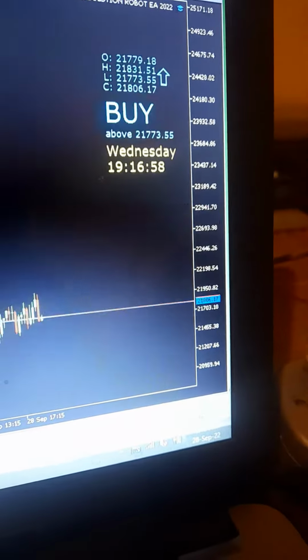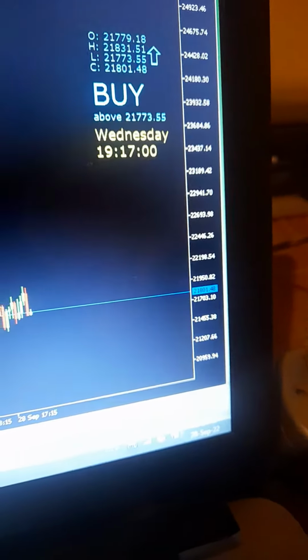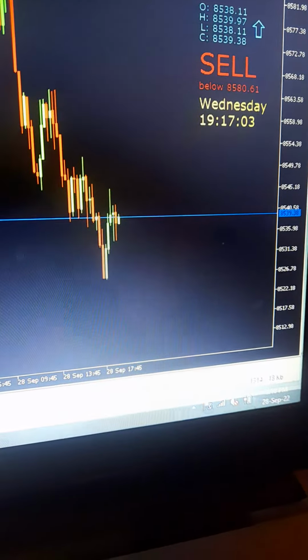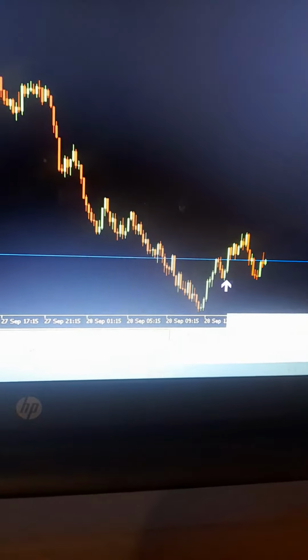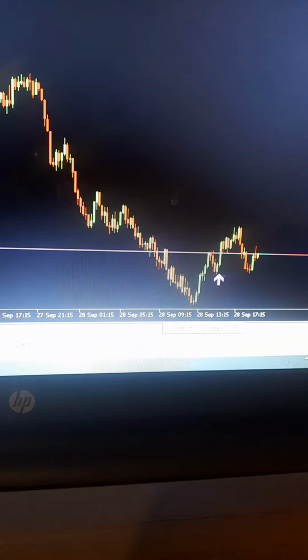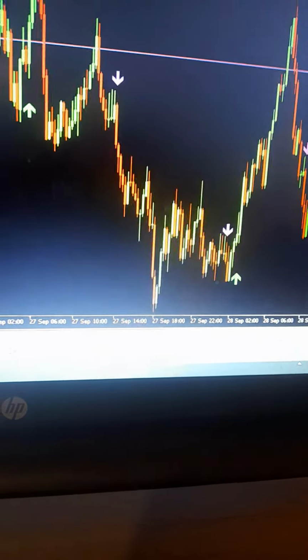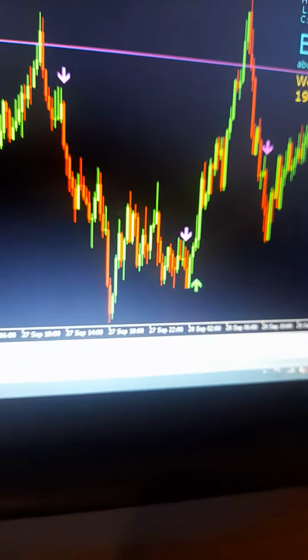I think it's two now. 75 is not selling. Yeah, only two signals I got on the robot. I got 50 and 51 sell. That's a sell.